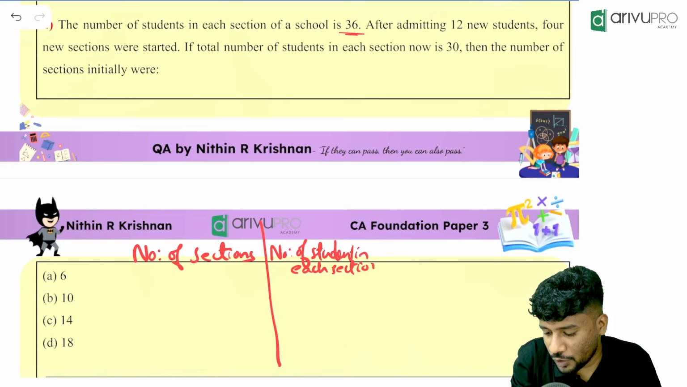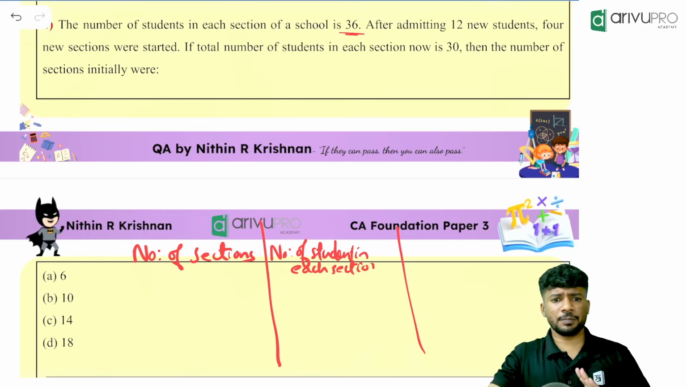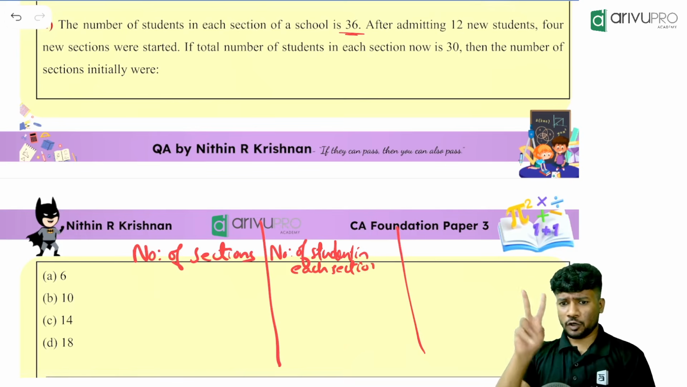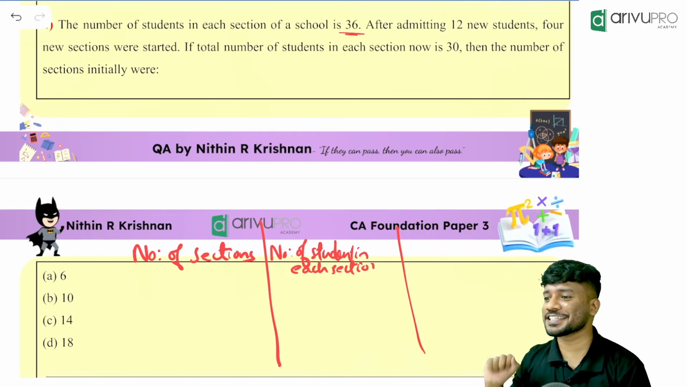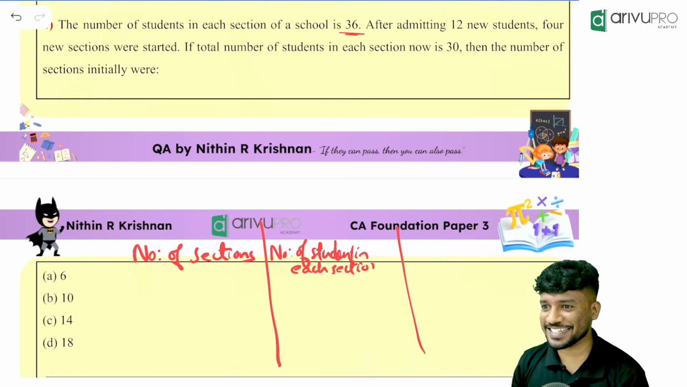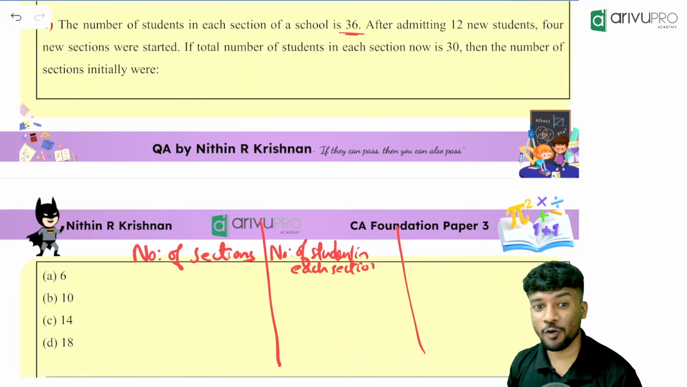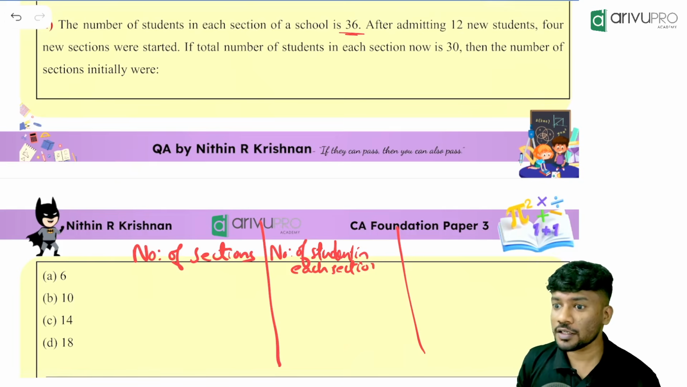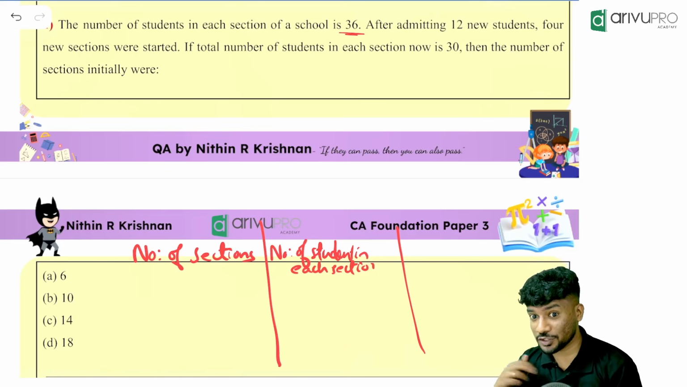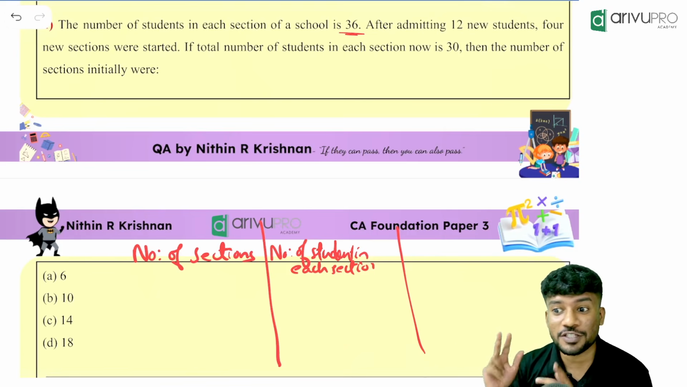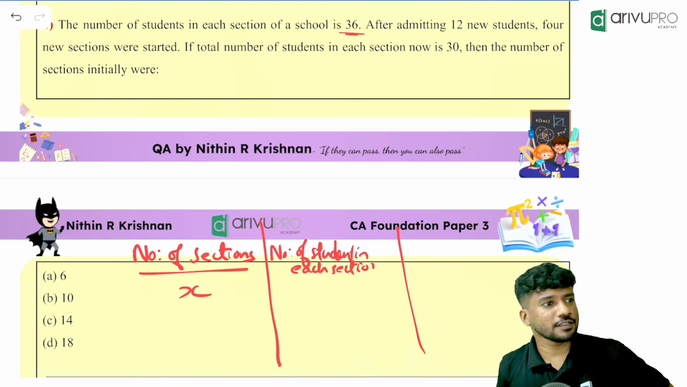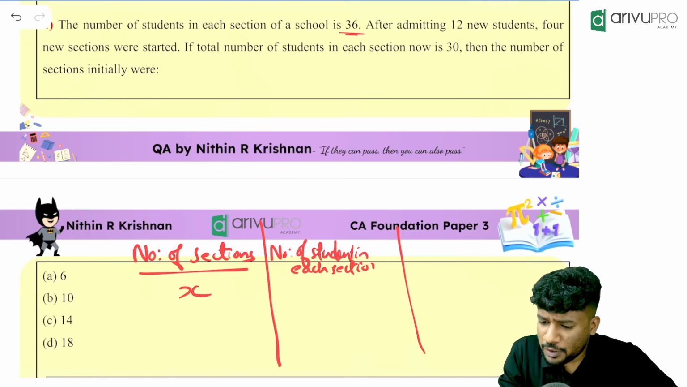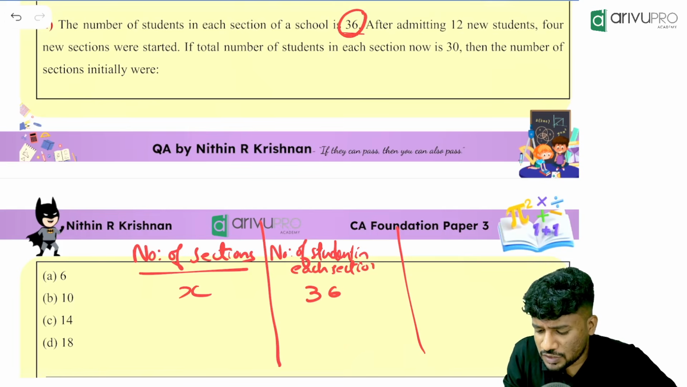Now think, people. In my school, there are only 2 sections, section A and section B. Then in each section, there are 100 students. That means how many students are there in total? 200 students. How did I know that? 2 sections into students in each section gave me 200. For example, number of sections I am calling X. Then the number of students in each section initially was 36.